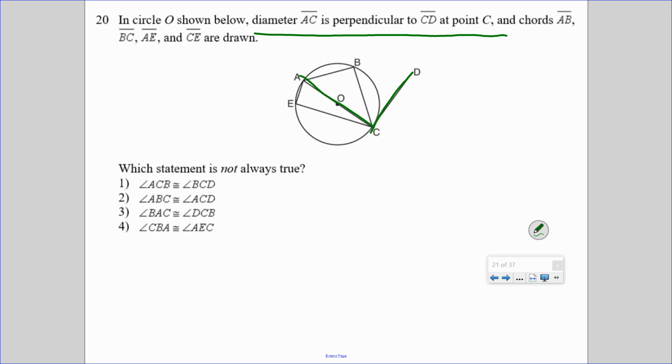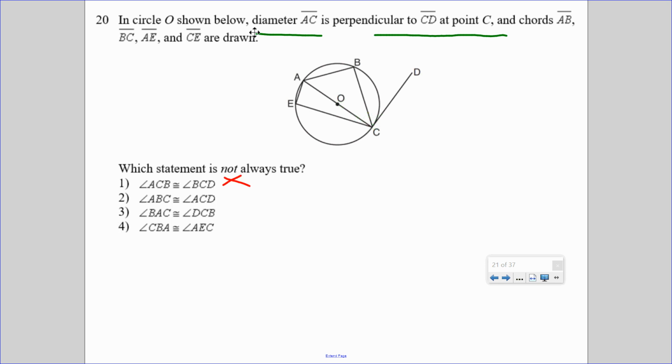So let's see, choice 1, ACB. ACB is an inscribed angle. It's congruent to BCD. BCD is your special case inscribed angle. They're not inscribed to the same arc. One's inscribed to that, one's inscribed to that, so I don't see any reason why those would have to be congruent. I'm not going to cross it off, but I don't see anything there. So this is probably not going to be true.